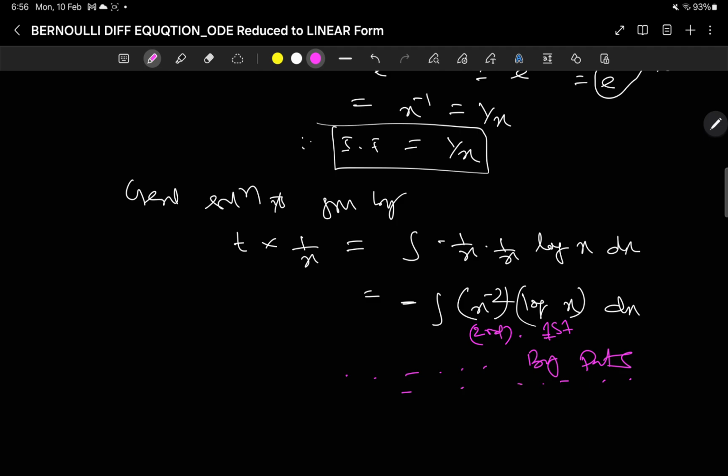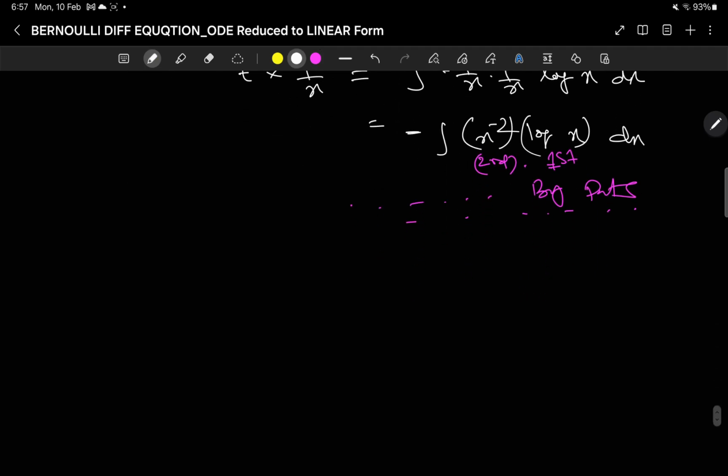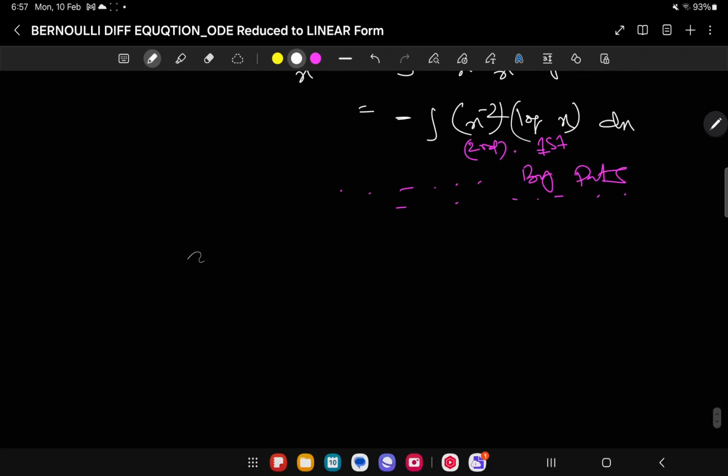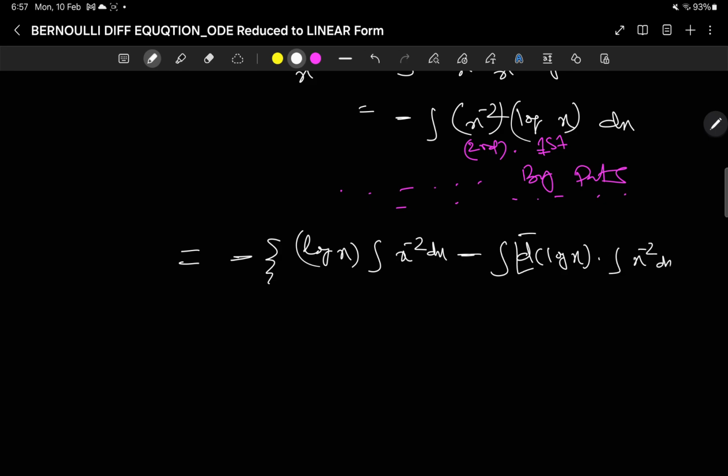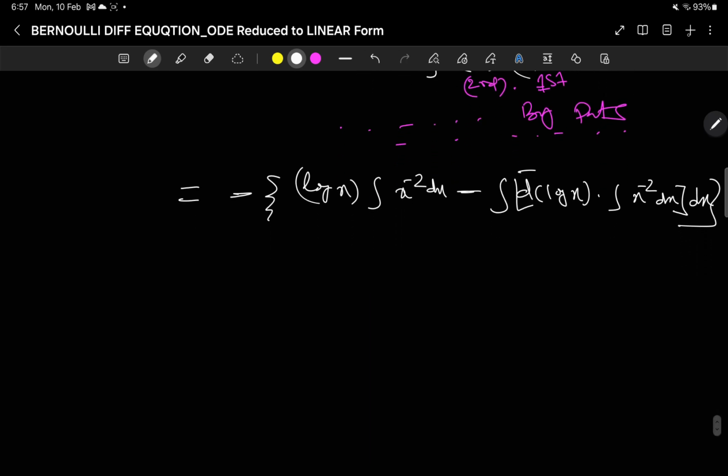So let me solve the third example. Okay, let me finish it. So this is your minus of first integral second: log x into integral of x to the power minus 2 dx minus integral of d of log x into integral of x to the power minus 2 dx, whole dx. Okay, so now I just integrate it.